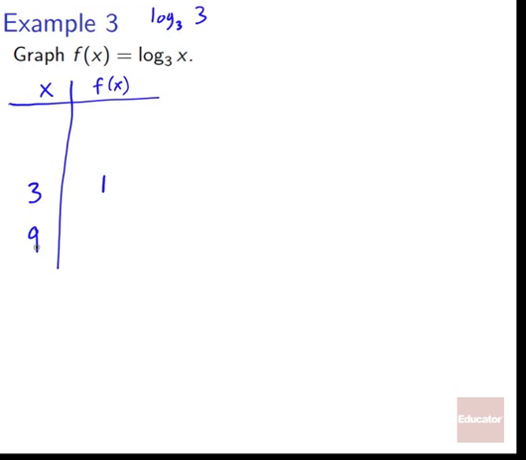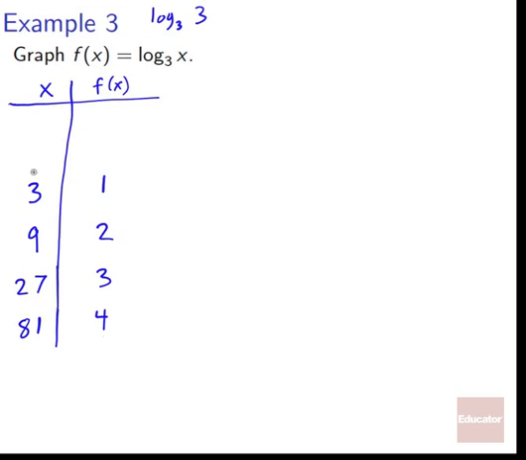What about 9? What number do we have to raise 3 to get 9? We have to square it, so we have to raise it to the 2. We can keep going in this pattern. What number do we have to raise 3 to get 27? We have to raise it to the 3. What number do we have to raise 3 to get 81? We have to raise it to the 4, and we could keep going if we want.